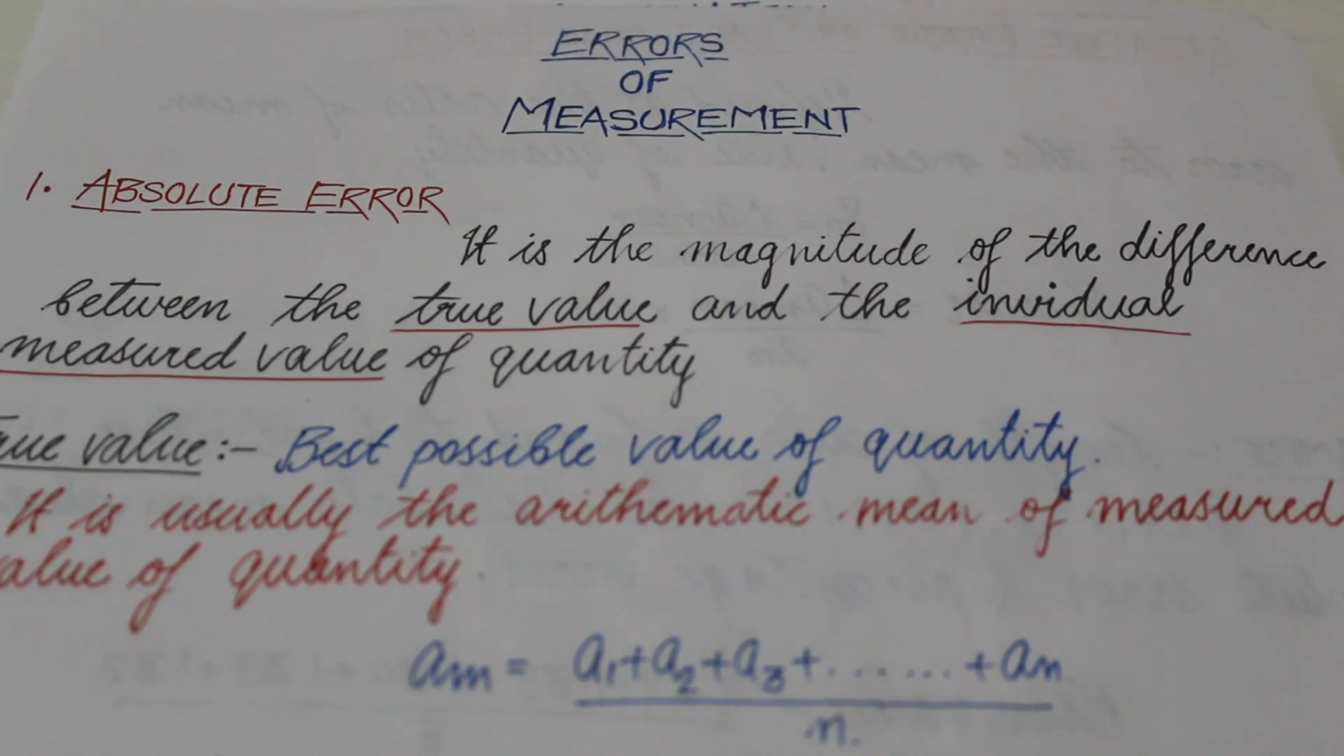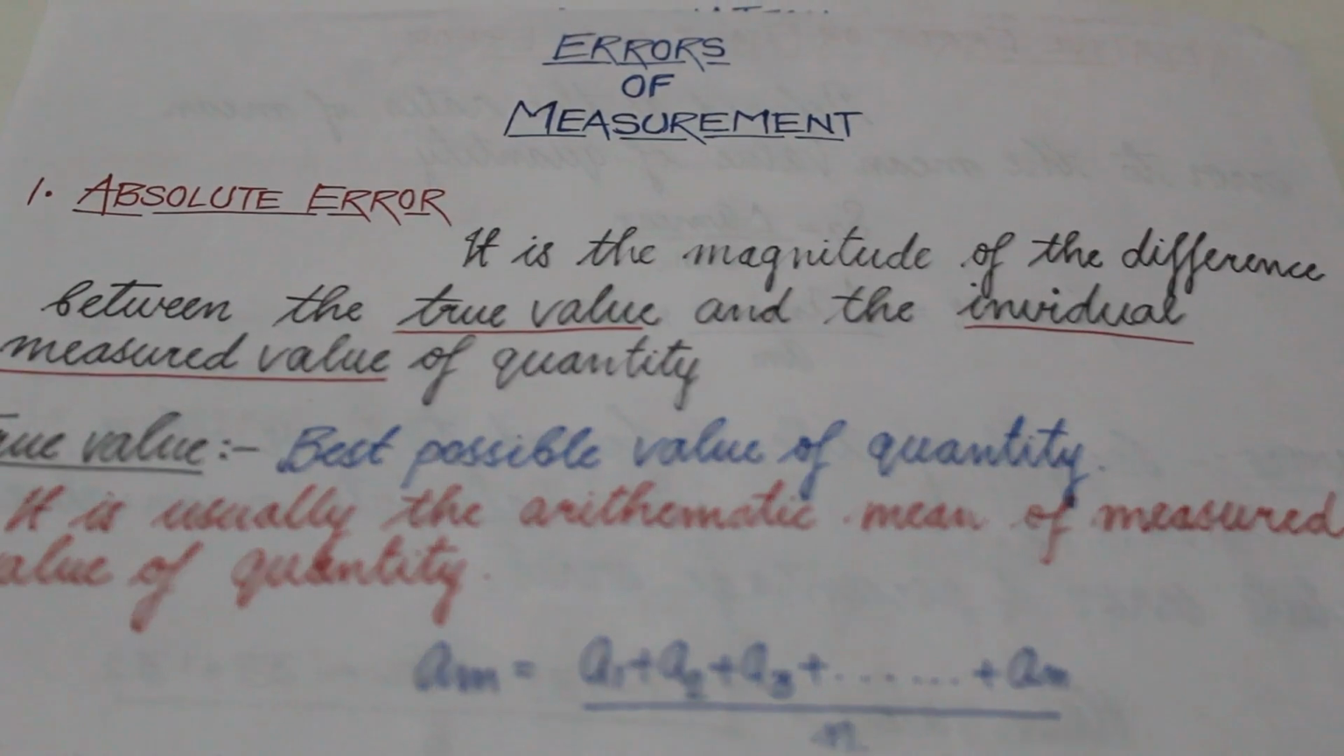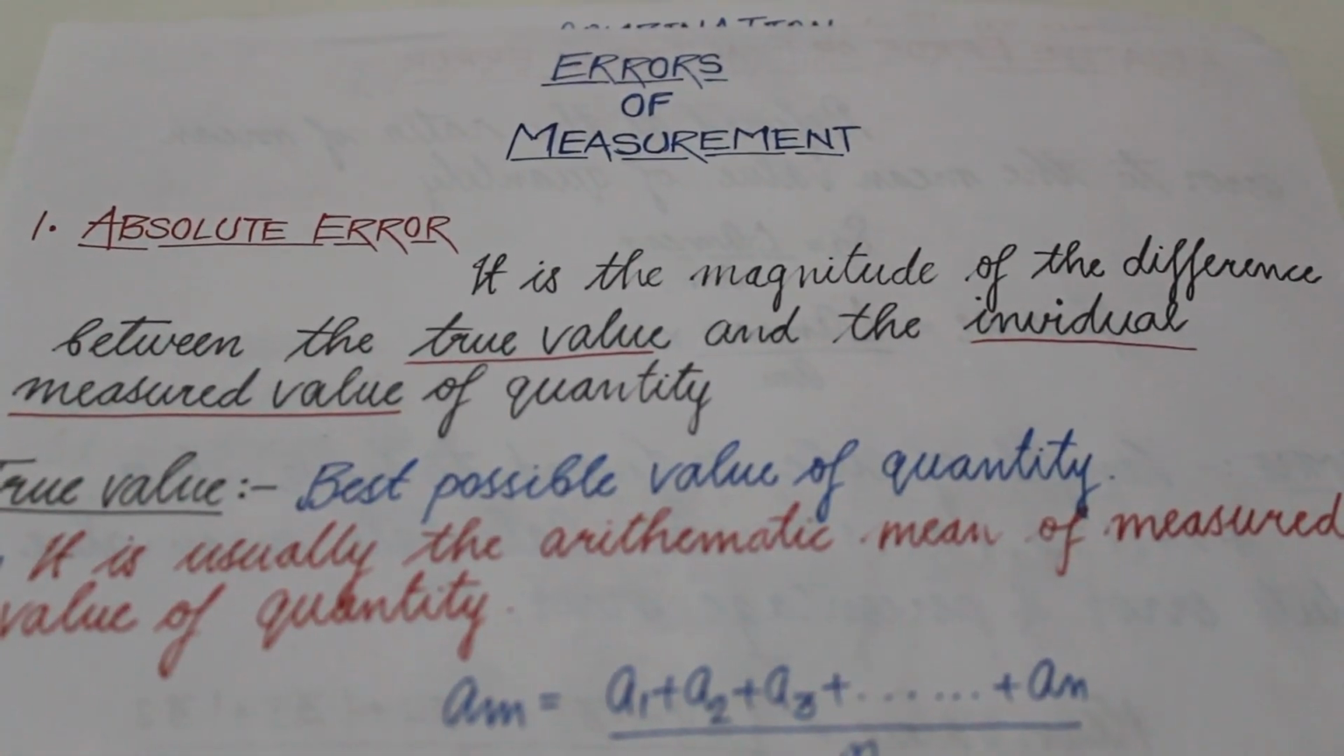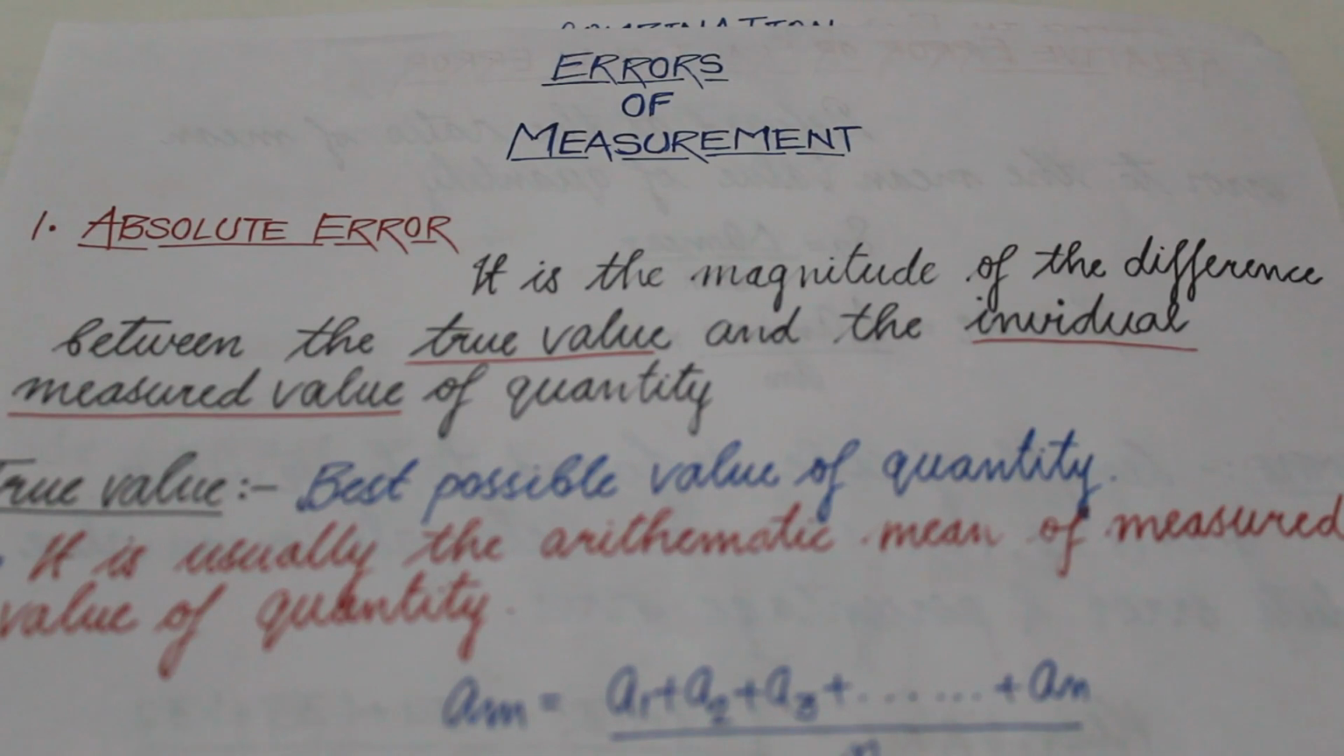So let's study types of error. The first is absolute error. Now what basically absolute error is? It is the magnitude of the difference between the true value and the individual measured value of a quantity. Individual measured value of a quantity means the measurement which you have taken while performing an experiment.